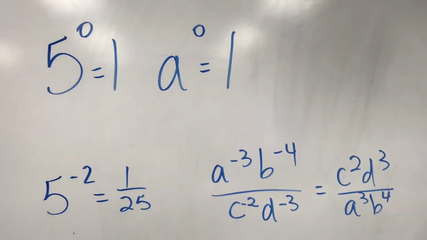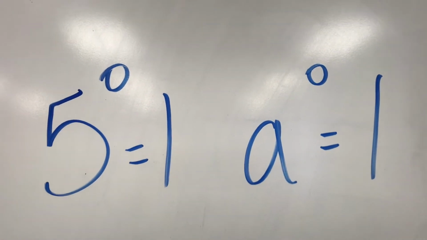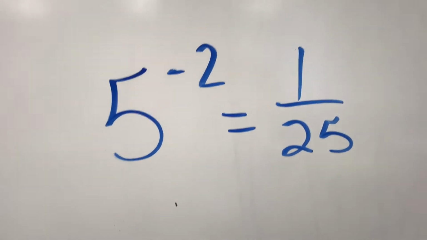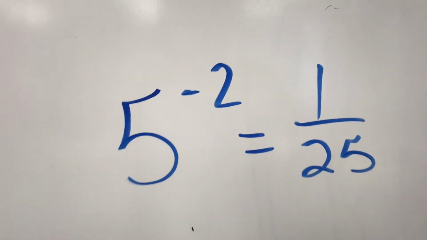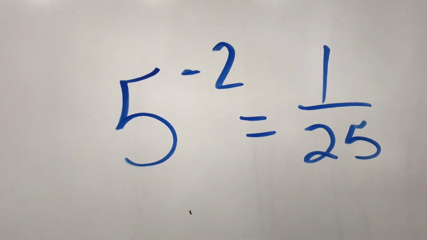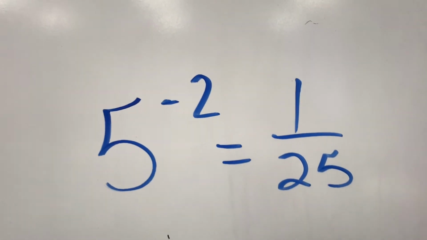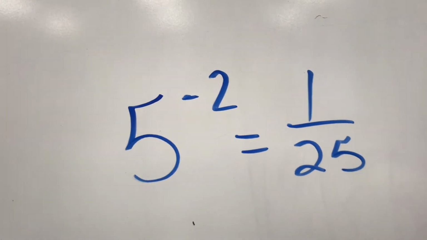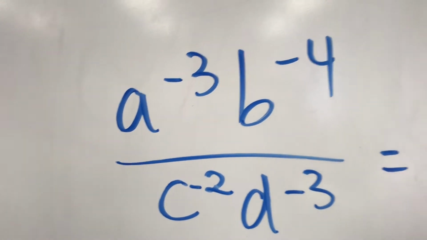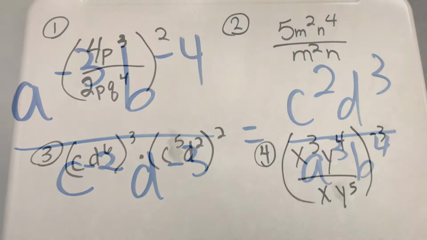We can't forget about 0 exponents and negative exponents. So first, with 0 exponents, anything to the 0 power is 1. For negative exponents, in order to get rid of the negative exponent, because they're actually illegal, you have to switch the location. So if they're on the top of a fraction, you put them on the bottom. Bottom, you move them to the top. So this one would actually be 1 over 5 squared, or 1 over 25. And then if we look at this one, everything is negative, so we need to change the location of everything. So it becomes c squared d to the 3rd over a to the 3rd b to the 4th.